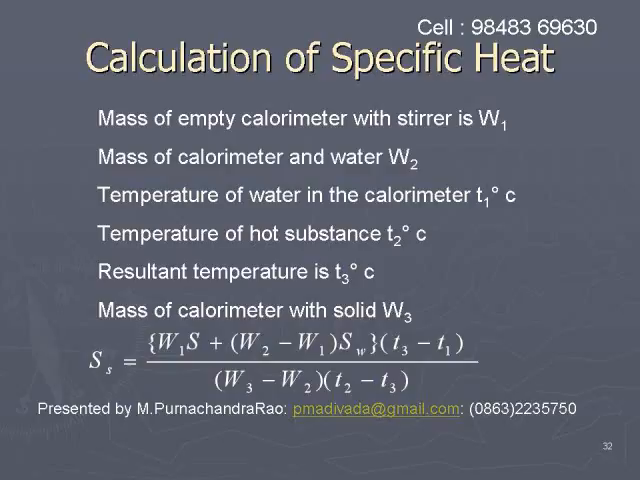Then the specific heat of the substance, Ss, is given by the relation: Ss equals (W1 S plus (W2 minus W1) Sw) multiplied by (T3 minus T1), whole divided by (W3 minus W2) into (T2 minus T3).